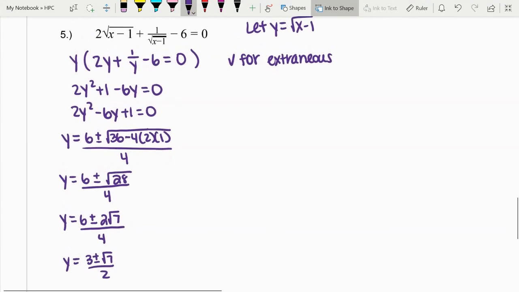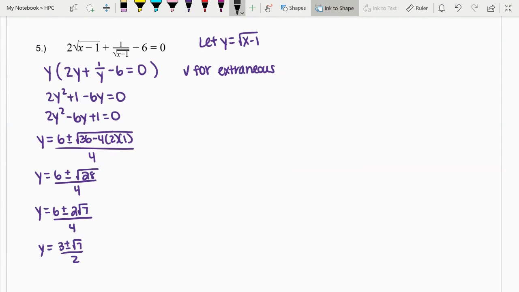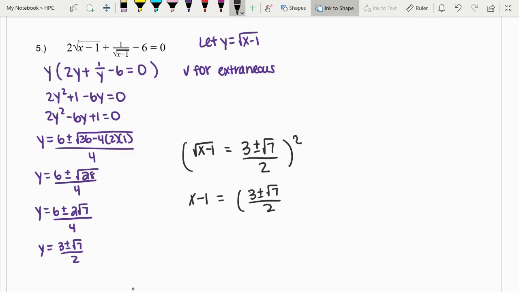So we had y standing in for the square root of x minus 1. Okay, so that means that we have the square root of x minus 1 is equal to 3 plus or minus the square root of 7 divided by 2. So I do need to square both sides. So now I have x minus 1 is equal to 3 plus or minus the square root of 7 divided by 2 squared. And then just move the 1 over. So we have x is equal to 3 plus or minus the square root of 7 divided by 2 plus 1.